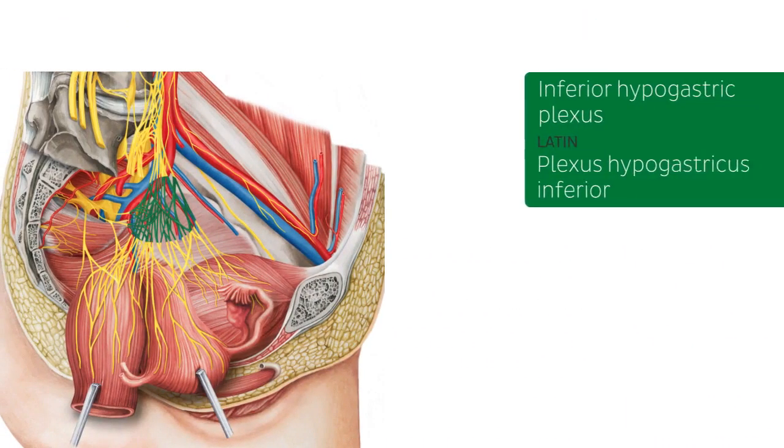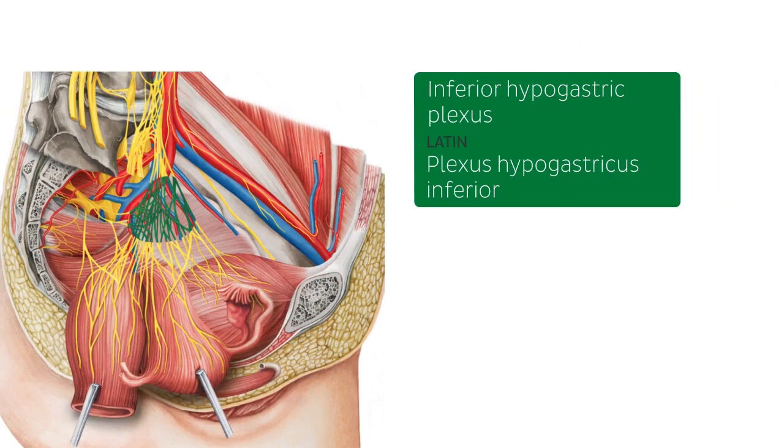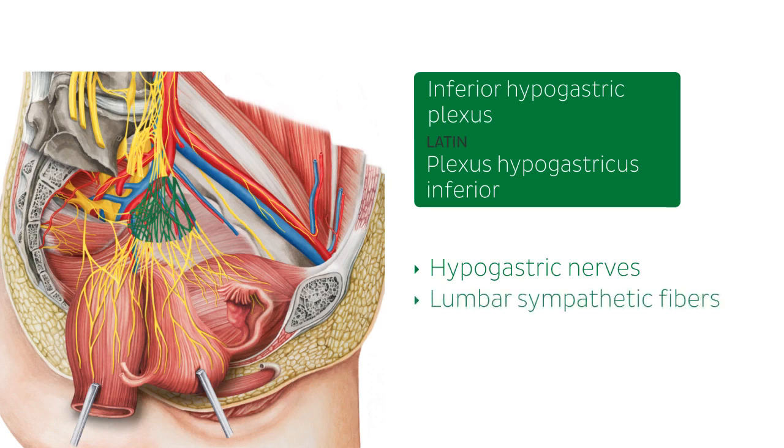So this is the inferior hypogastric plexus. Now, the terminal branches of the hypogastric nerves, as I said before, form the inferior hypogastric plexus, which is what we see now highlighted in green. Besides the hypogastric nerves, this plexus also receives contributions from the lumbar sympathetic fibers from T10 to L2 vertebrae, as well as pelvic parasympathetic fibers from S2 to S4 vertebrae.